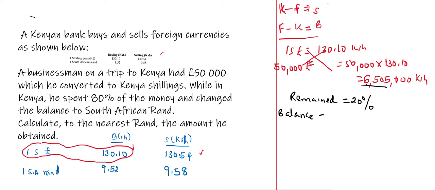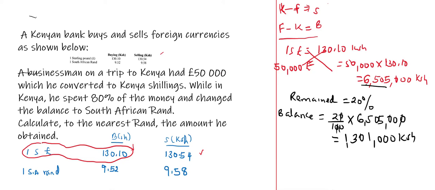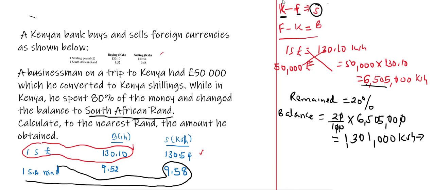So the balance is equal to 20% of the amount. So this is equivalent to 1,301,000 Kenyan shillings. So we are supposed to convert this Kenyan currency to a foreign currency, which is South African rand. So when we are converting the Kenyan currency to foreign currency, we use the selling column. So we come here, we use the selling column now for the South African rand.